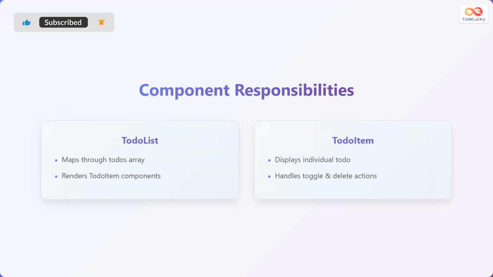Let's take a closer look at the individual responsibilities of the ToDoList and ToDoItem components. The ToDoList component maps through the todos array and renders the ToDoItem components. On the other hand, the ToDoItem component displays an individual to-do and handles toggle and delete actions for that particular to-do.